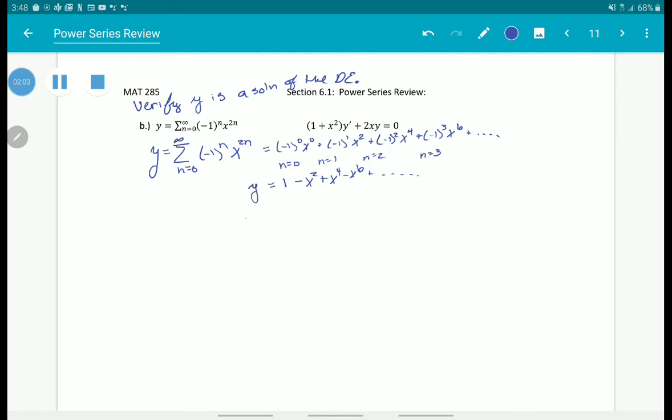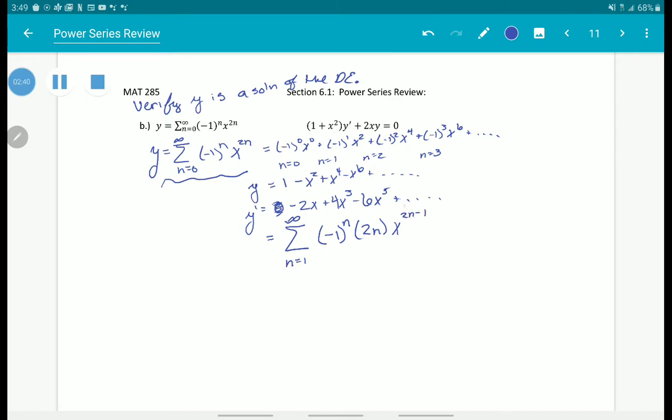Now, if we were to take the derivative, we're going to have 0 minus 2x plus 4x cubed minus 6x to the fifth, and so on. So you can see how we're going to lose that first term because we have a constant there. So if we were to write this guy out, we would start at 1. That would be the easy way to do this. It's going to be an alternating series. We would bring that exponent down. We would subtract 1 from the exponent.